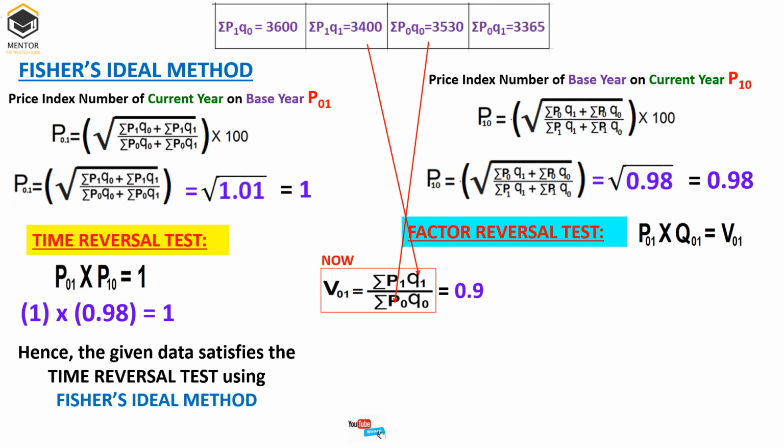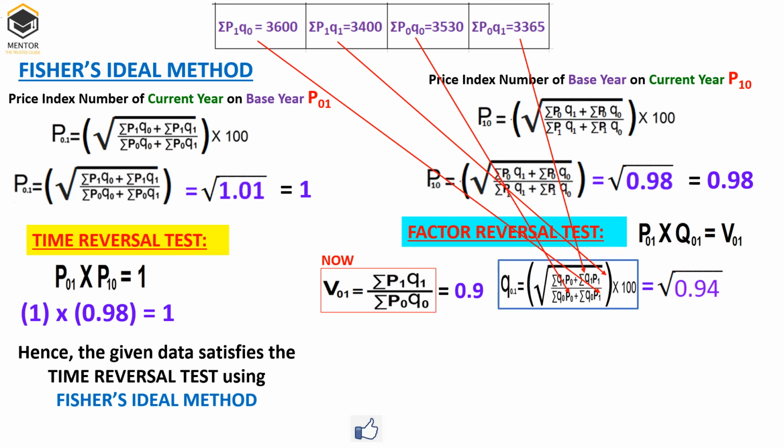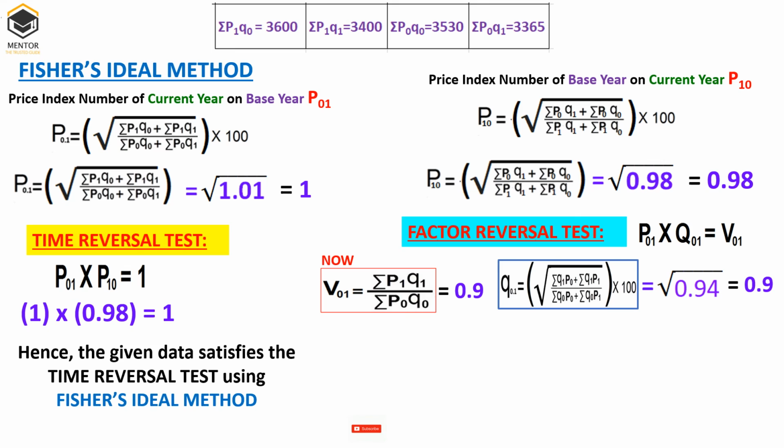So I'm going to substitute the values. I'm getting 0.9 here. Next, P01 into Q01, I'm going to substitute these values. After substituting the P01 and Q01 values, I'm getting the same V01. So after this, I came to know that the given data is satisfying the factor reversal test, hence the given data satisfy the factor reversal test using Fisher's ideal index number.